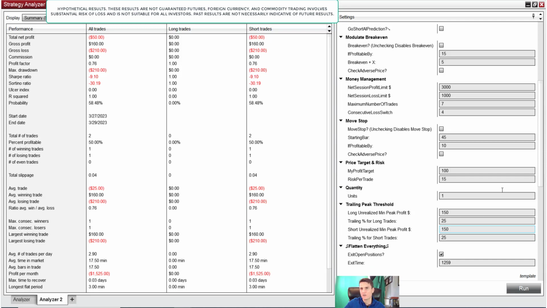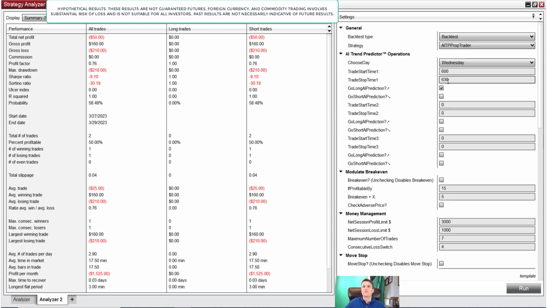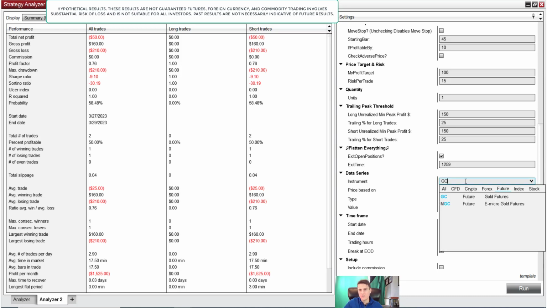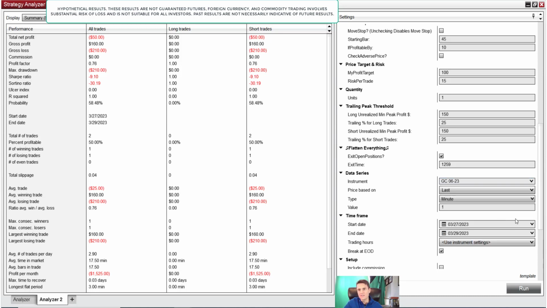Okay, you don't have to do the short because we're not looking for short trades. So 6 to 6:30 long. Let's make sure it's GC. It is not, so let's change it. GC, and this is the final one.